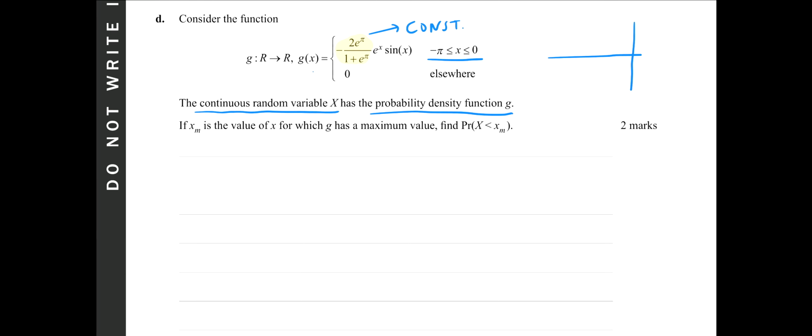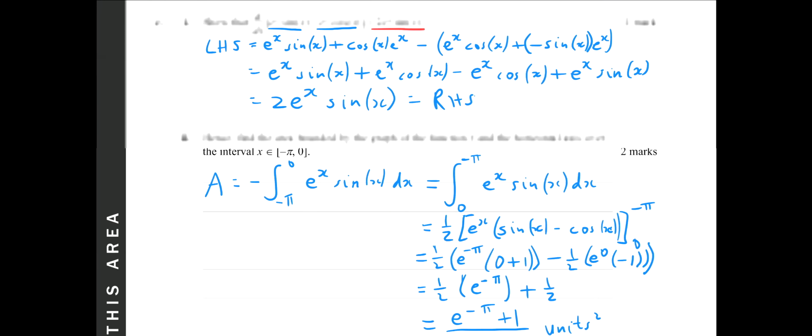So this is what it looks like, and that part of the function actually just looks like this. There. So that's 0 over here. See that? So there's 0, and there is negative pi. So that's roughly what g of x looks like. xm is the value of x for which g has a maximum value. So we're looking at this value right here, and we're calling that xm. So can we work out what xm is? Because you can't work out the question without knowing what xm is. And the answer is yes.